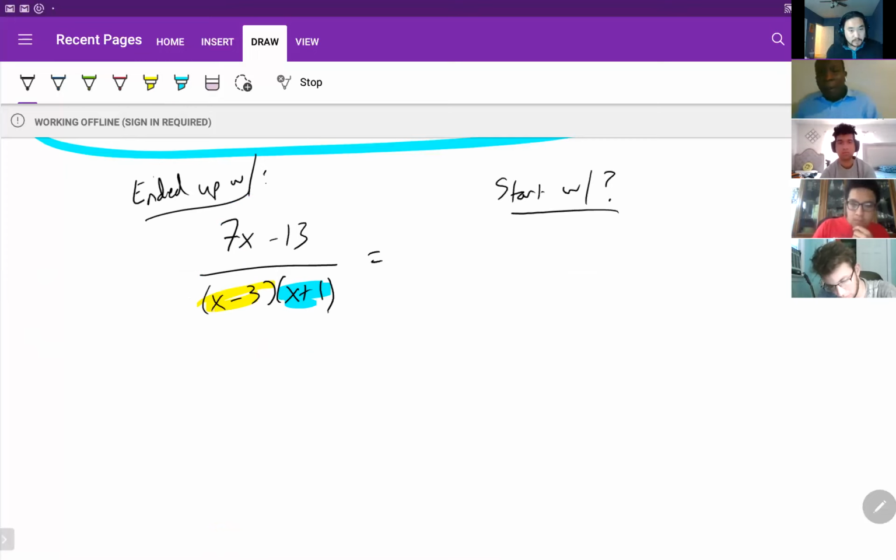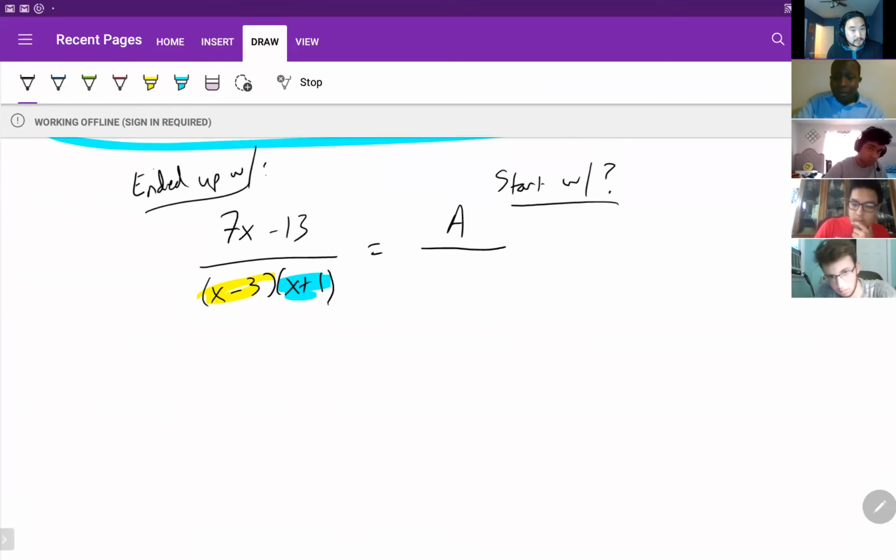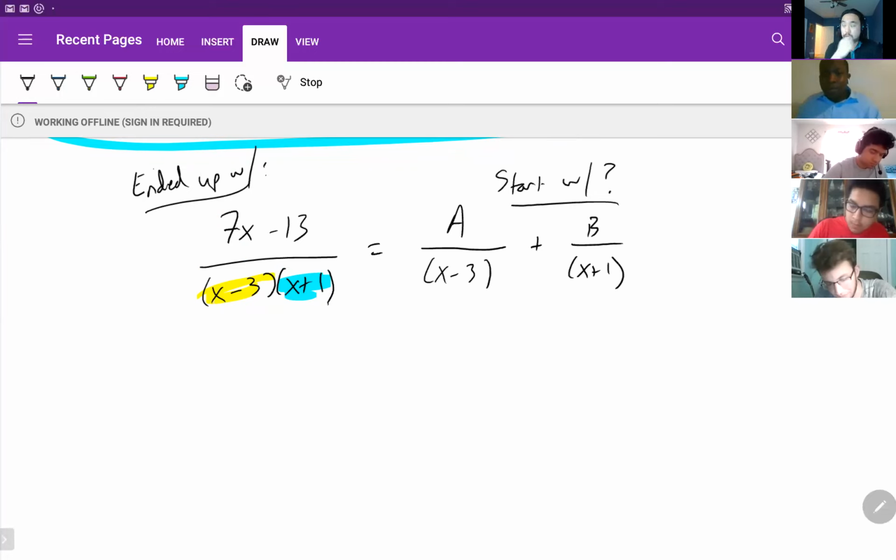So let's assume that the first piece had a constant on top. I don't know what the constant is; the constants on these were like 1, right? But it had a constant on top, A, and the bottom is the first factor. Then I'm going to write plus B over the second factor. A and B are my unknowns. I've got to figure them out and see how the fraction broke down. From here, it's just algebra.